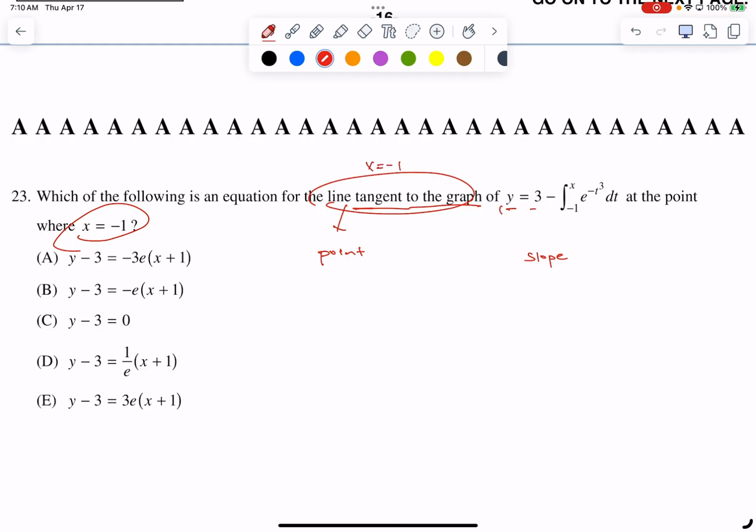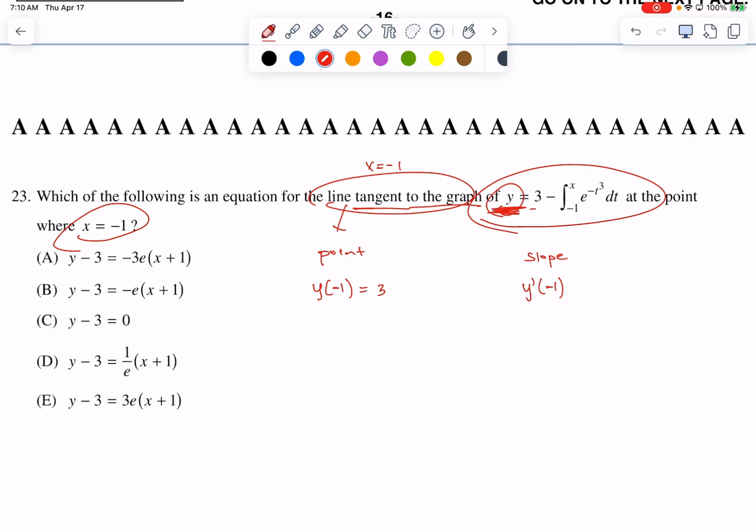So we want to know the tangent line at x equals -1. If this is my original equation, I need to know y of -1, and then I need to know y prime of -1. So I need to know a point and a slope. For the point, you use the original equation, the OG, which over here is the y equation. And then for the slope, I need y prime. So first of all, the point, you would just use this equation. It would be 3 minus the definite integral from 1 to -1 of e to the negative t to the third dt.